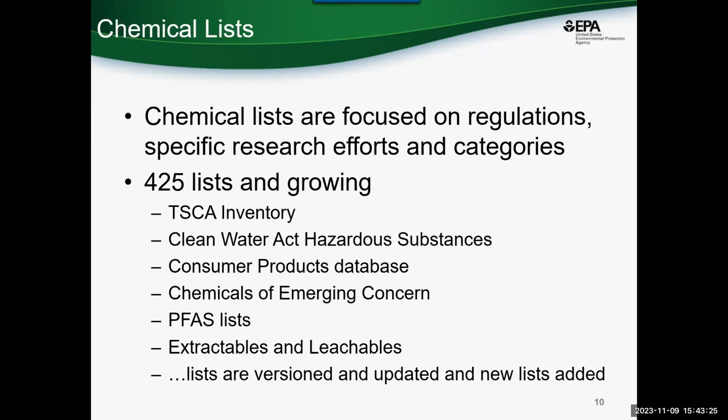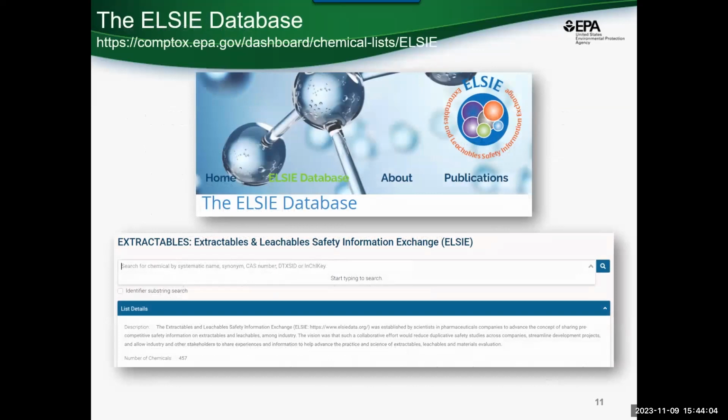It is versioned. We update it every time TSCA updates. So you can download the TSCA inventory of CAS numbers, names, SMILES, et cetera, one click, and you have the entire TSCA inventory. It is subsetted into active, inactive, and non-confidential. We cannot share confidential business information via this application. We will also have a list for the Clean Water Act hazardous substances. There's a regulation coming out from the EPA by the end of the year. That list is already available. Consumer products database that we built, chemicals of emerging concern, extractables and leachables, 425 lists and growing. This week, I've worked on 3 more. They will be updated in the next couple of weeks. Here's an example. So the LC database is a public resource.